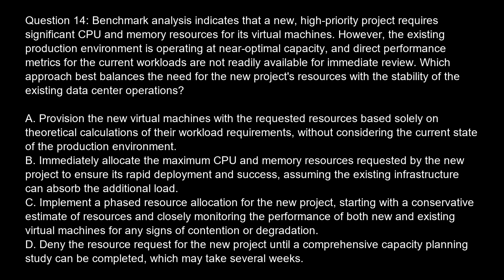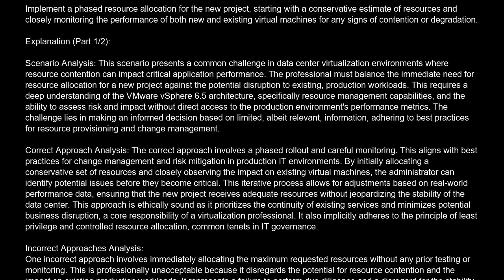Option C. Implement a phased resource allocation for the new project, starting with a conservative estimate of resources and closely monitoring the performance of both new and existing virtual machines for any signs of contention or degradation. Option D. Deny the resource request for the new project until a comprehensive capacity planning study can be completed, which may take several weeks. The correct answer is C.